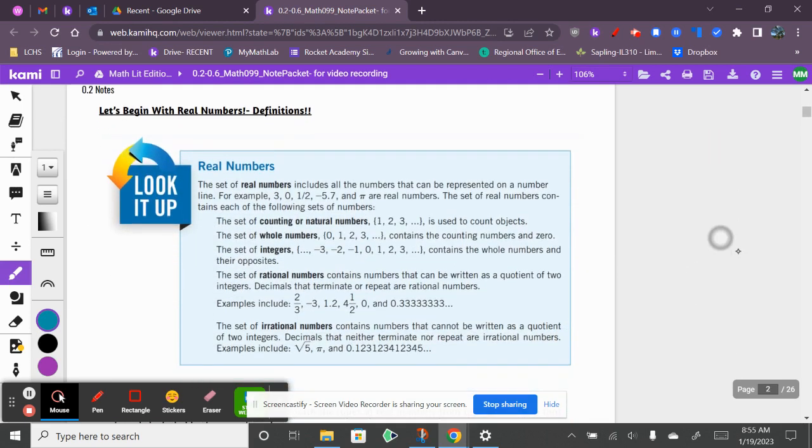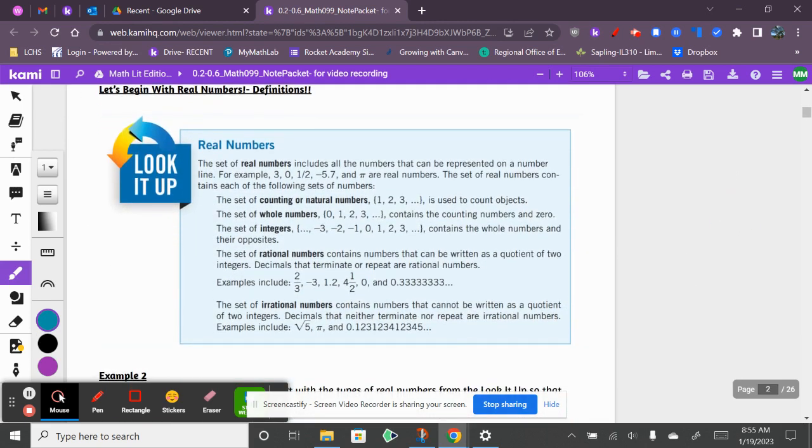Okay, so we're going to begin with real numbers and their definitions. The set of real numbers includes numbers that can be represented on a number line. So if we can put it on a number line, then it's considered a real number. For example, 3, 0, 1/2, -5.7, pi, all of these are real numbers.